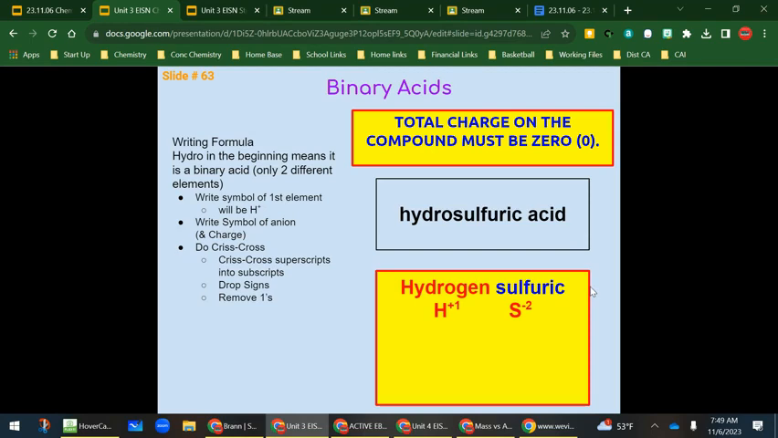Now, sulfur is a -2. So we still need to balance it off, which means it becomes H2S. We're going to drop our signs. We're going to drop our 1s because we don't write them. And our final formula is H2S(aq).